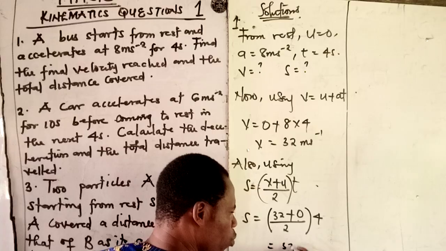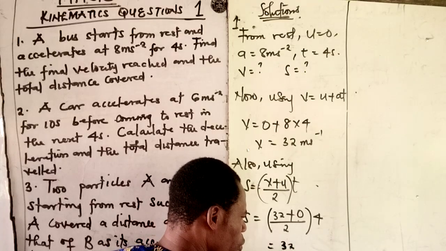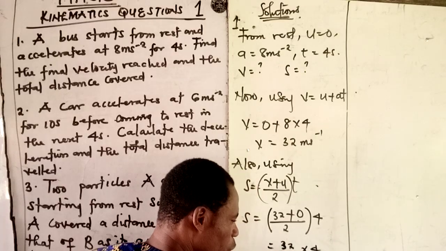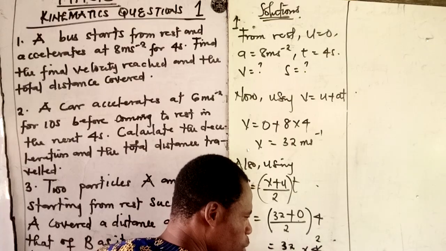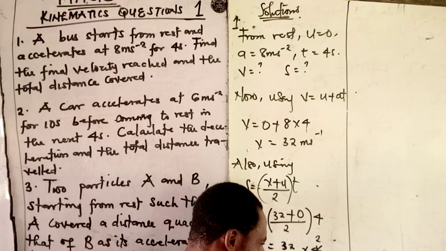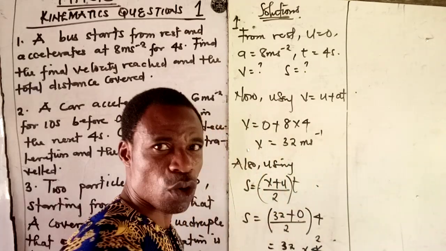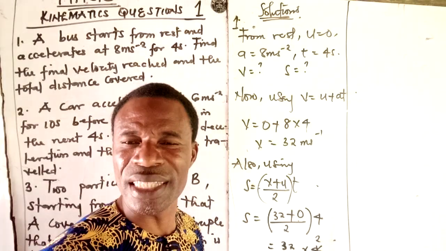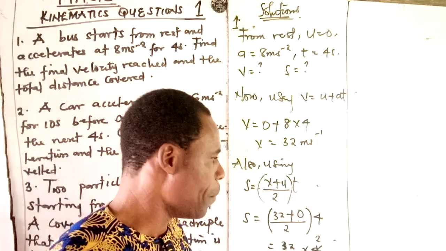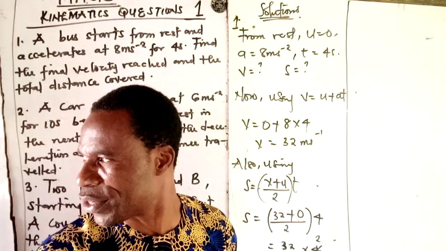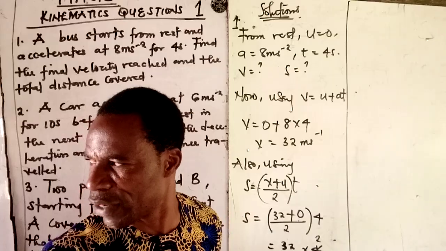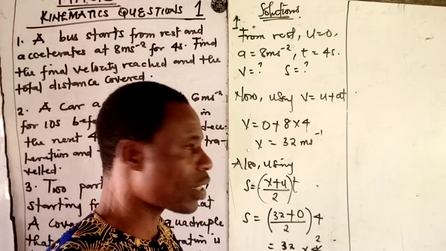This is 32 over 2 times 4. 2 in 4 goes 2. 32 times 2 is 64. So 64 meters. You can see question 1 has been answered. It is 64 meters.